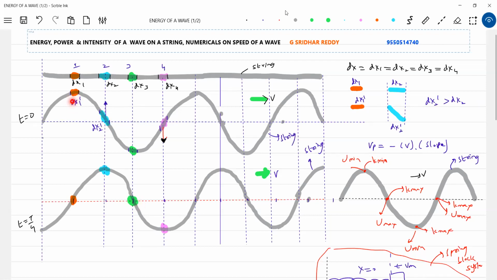Element 1 was not having energy. How come it got energy now? So this particular element has given energy to this. So like that, what happened? There will be a flow of energy along the length of the rope. I am interested to know this energy.